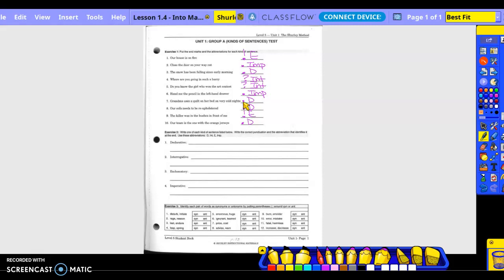Use the abbreviations D, INT, E, or INP. Okay? So what do we do? So declarative sentence is what? It's just a statement, right? Just say Bob ran after the cat. And we put a period and then a D, to represent that it's a declarative sentence.